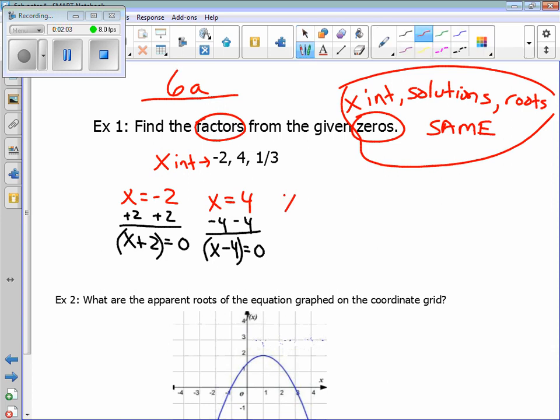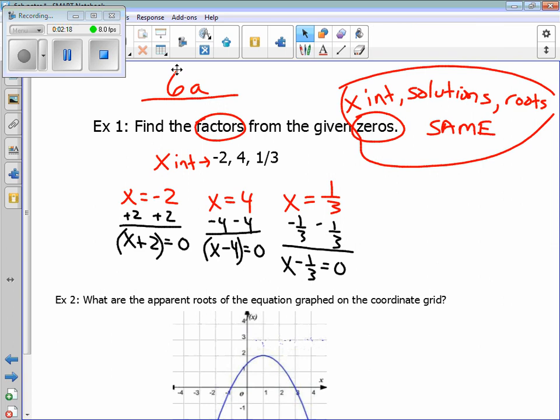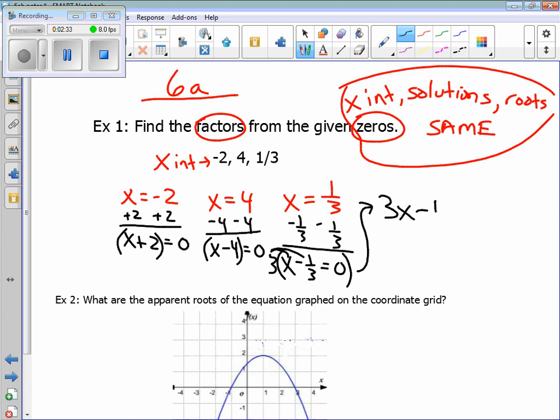Next, x equals 1/3. 1/3 is a little different. Well, we can start out by subtracting 1/3. So that's not any different. But now we don't want fractions. I don't want fractions in here. So then, to get rid of a fraction, multiply by the denominator, base 3. Distribute it in. So the factor for this is 3x minus 1. So each factor, what's in parentheses, these are the factors. x plus 2, x minus 4, and 3x minus 1.